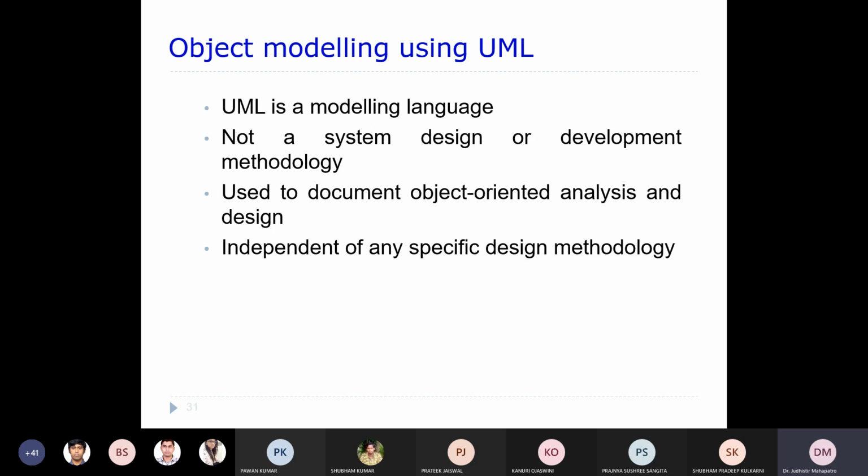There is a concept called object modeling, right? Anyway, we'll stop here at this point of time. Maybe in the next lecture we'll talk about object modeling, right?